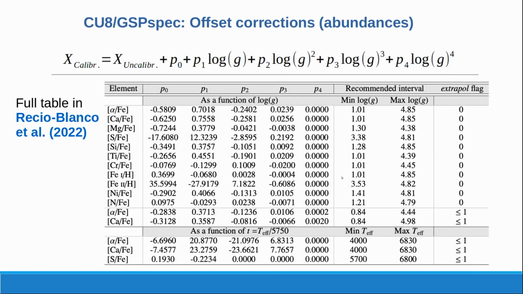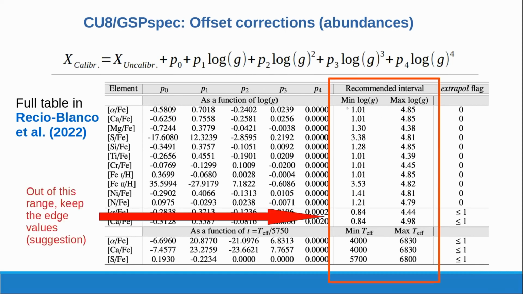Here you can see the calibration we propose for the alpha elements and the individual chemical abundances. In general, this calibration depends on the uncalibrated value of the surface gravity, and it has an application range. My personal suggestion is that out of this range in log g, you simply use the extreme values. You saturate the correction.